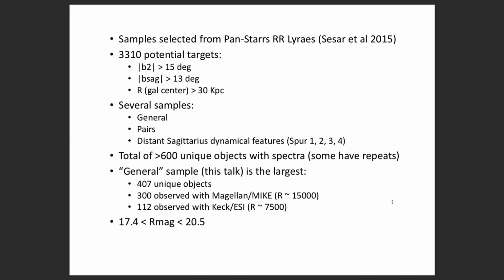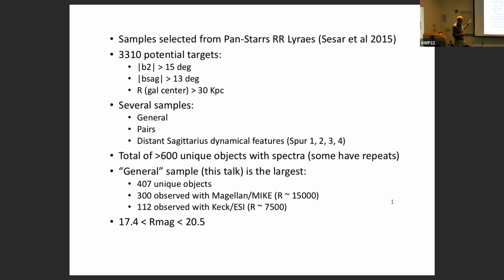And then from these potential targets, we actually sort of statistically chose in funny ways several different samples. There's a general one, which was just pick a star, any star. Then there were ones with close pairs we thought might be associated with each other. There were ones that were associated with distant dynamical features of the Sagittarius dwarf. And anyhow, with all of these samples, we got a total of about 600 unique objects with spectra. A few have repeats. The general sample is the one I want to talk about in this talk.